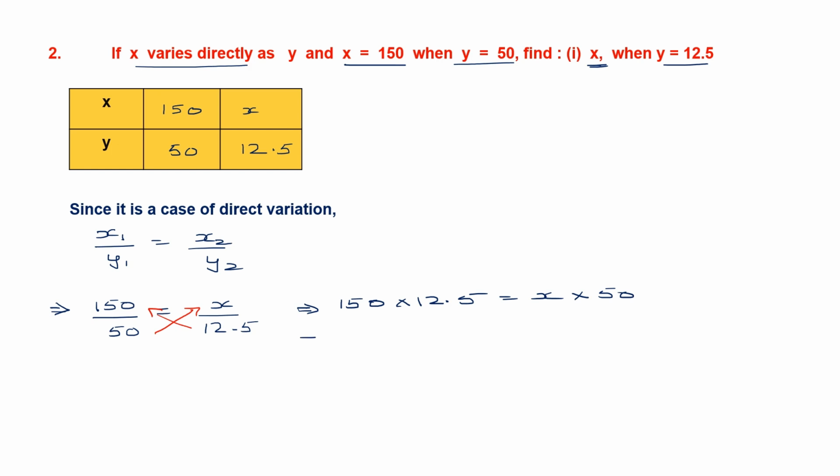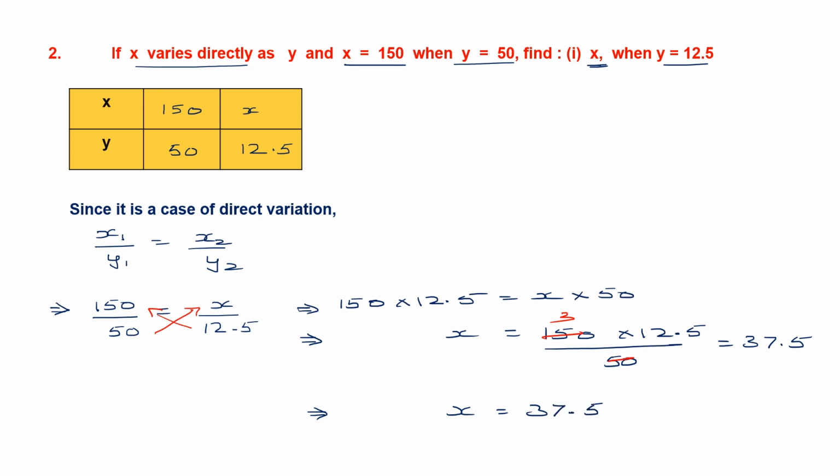So now we're going to find the value of x. X is equal to 150 into 12.5 divided by 50. We can cancel 50 and 150. 50 ones and 50 into 3. Now we multiply 3 into 12.5 and that is 37.5. So we have now found the value of x. X is equal to 37.5. So this is the first answer.